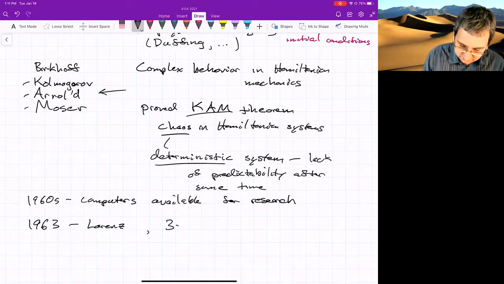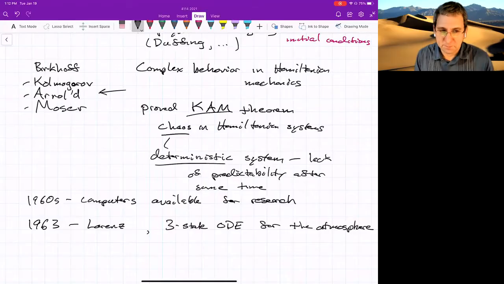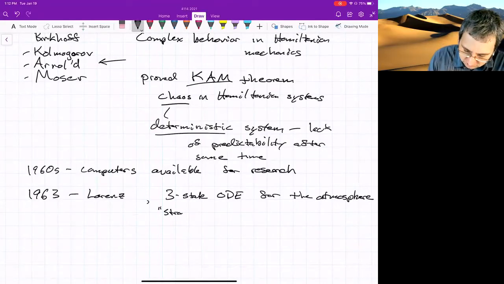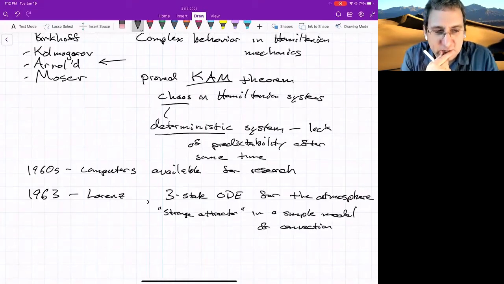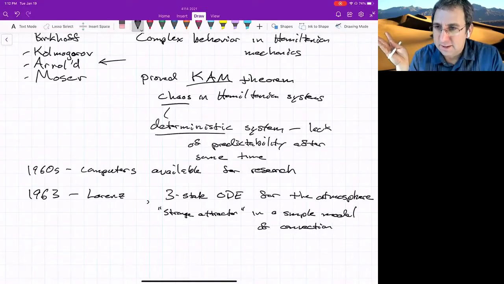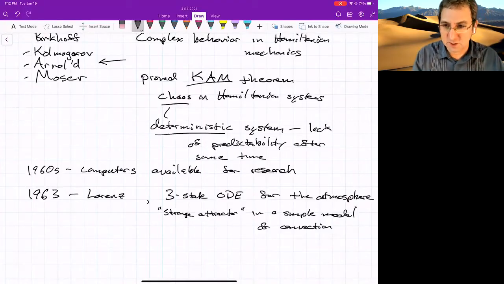So he comes up with a 3-state ordinary differential equation for the atmosphere. It's a pretty terrible model of the atmosphere, but it has some interesting properties. He found what's called a strange attractor in his simple model of convection. And at first he thought his computations were in error, because at this point we're talking 2 or 3 generations after Poincaré. It's kind of been forgotten that there could be this instability generally found in dynamical systems, but Lorenz sees it.